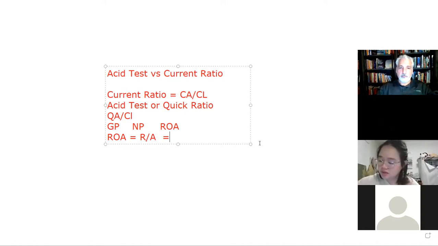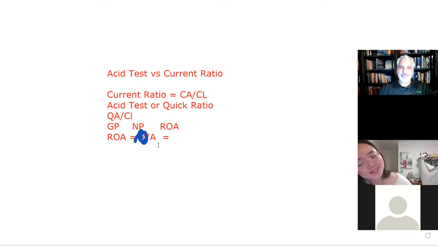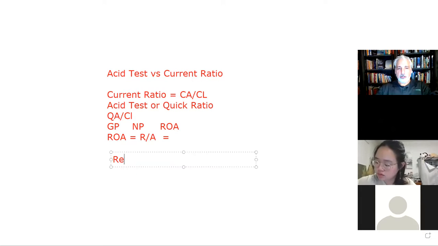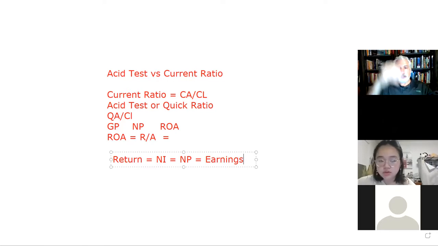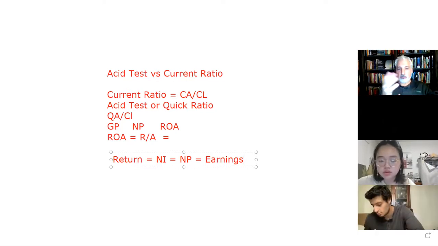So what goes in the numerator? Net income. Net income, return. Exactly. Okay. So if you're looking at this, and I've said this before, return equals net income equals net profit equals earnings. These are all earnings per share. There's your earnings. Return on equity, return on assets. That's your net income. That's your bottom line.